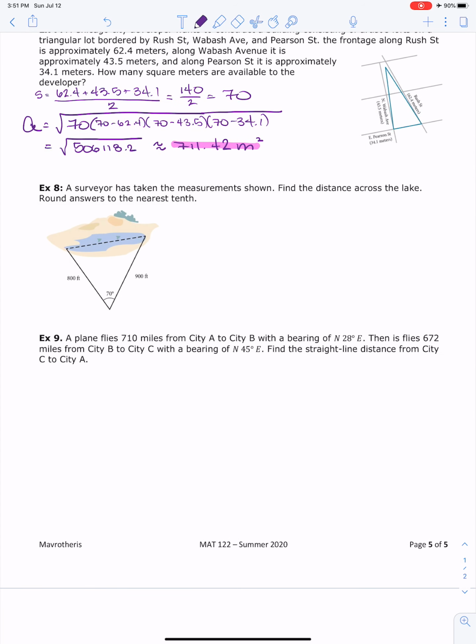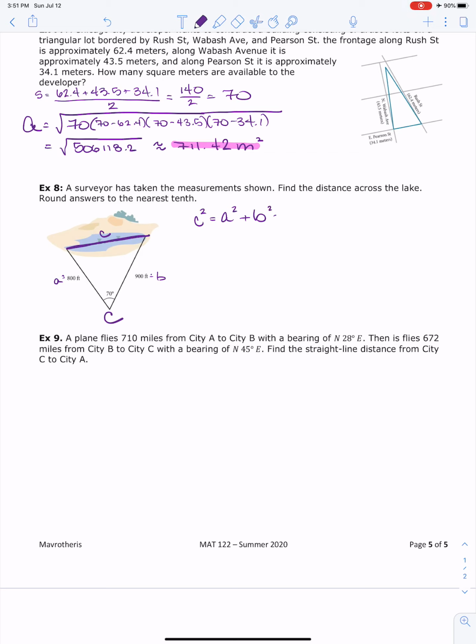Example 8, we've got a surveyor taking measurements, find the distance across the lake. So what we are looking for now is this total distance. So let's go ahead and label this side C. That makes this angle C. And these are A and B, and it doesn't really matter which one's which. So we want the length of C, so we're going to go back to the law of cosines. It's this length across the lake that I'm looking for. So that's my C squared.